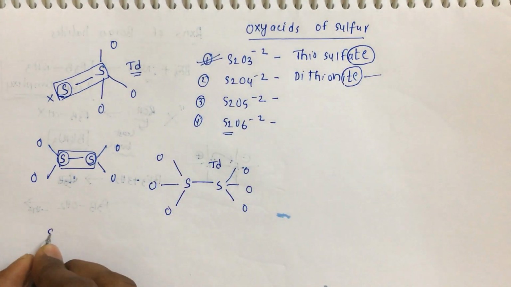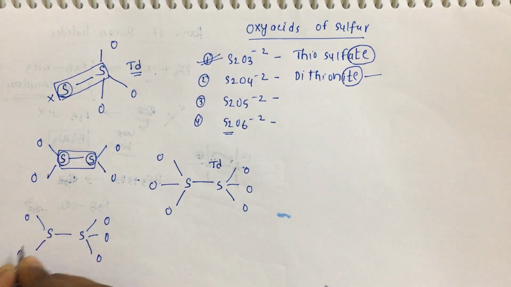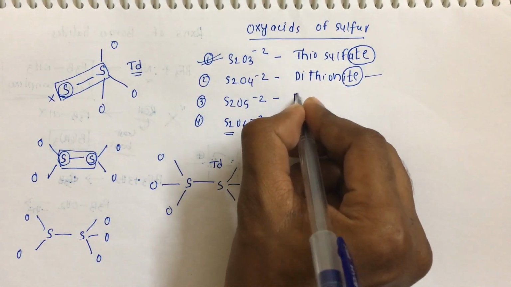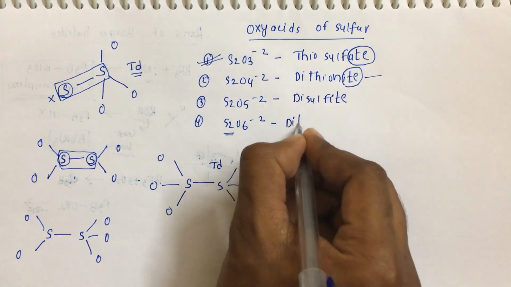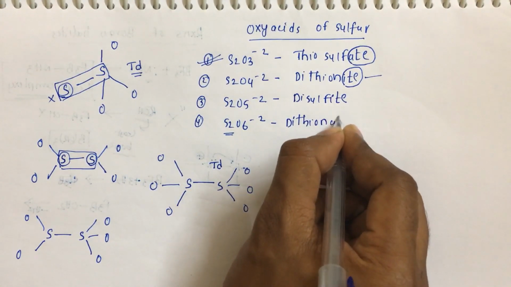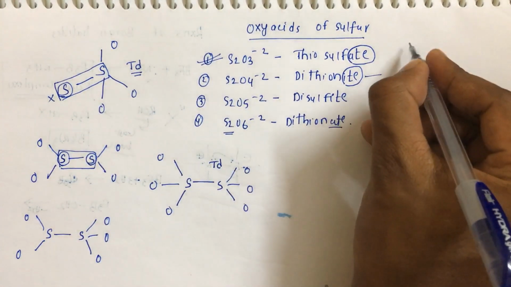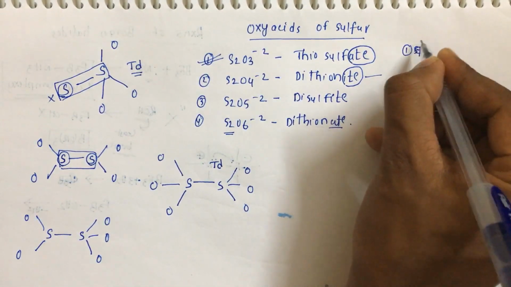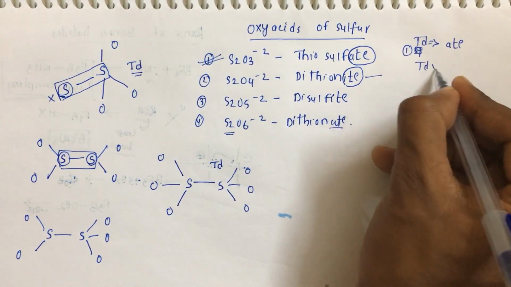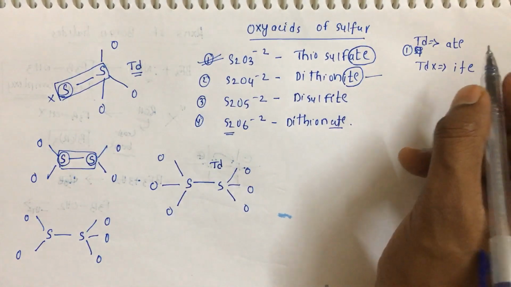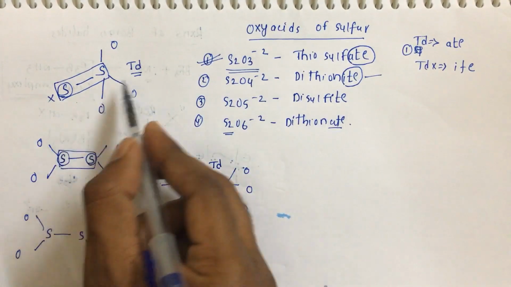For this also, one sulfur has 3 oxygens, another sulfur has 2 oxygens, so this we call a disulfite, and this is a dithionate. So it is very simple to remember these names. So the first point is, which has an sp3 tetrahedral shape, the prefix will be thio. Which does not have a tetrahedral shape, the prefix will be di. Okay, and so this is clear, we call this thiosulfate. Why? Because an S-S bond is there.